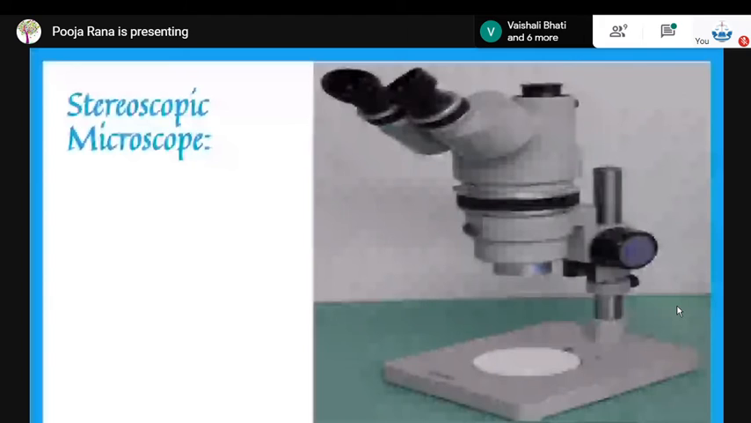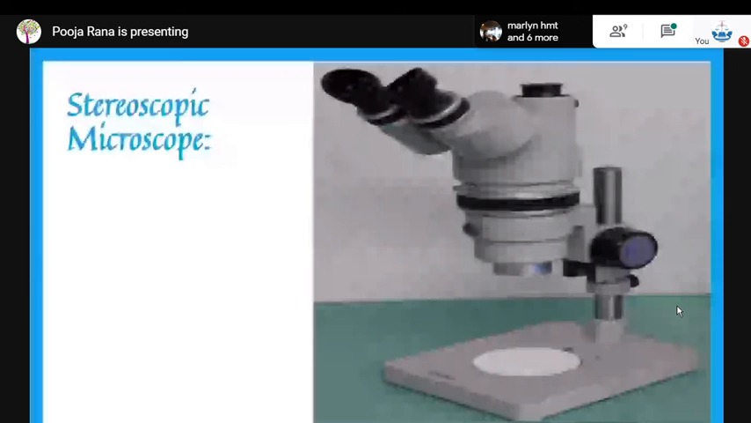This instrument uses two separate optical paths with two objectives and eyepieces to provide slightly different viewing angles to the left and the right eye. This arrangement produces a 3D visualization of the sample being examined. The reflected light illuminates, rather than transmitted illumination. A sample is placed onto the platform present below, the light falls on the top of it, and that light reflects back to the objective lens, and hence the image is produced.